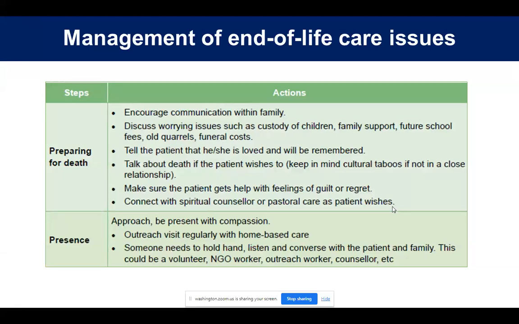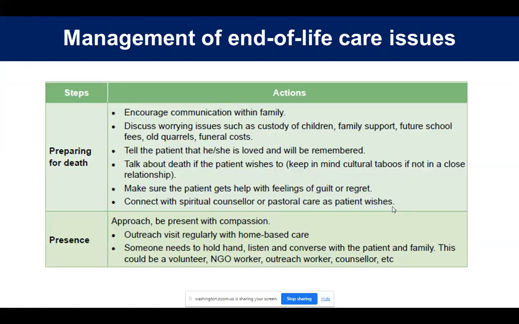Their old quarrels can be sorted because the patient is going to die. Maybe they want to patch up the funeral cost. Tell the patient that he is loved and will be remembered. Tell about the death if the patient wishes. And make sure the patient gets help with the feelings of guilt or regret, whether he wants to discuss. Tell him he can openly discuss it with the family.